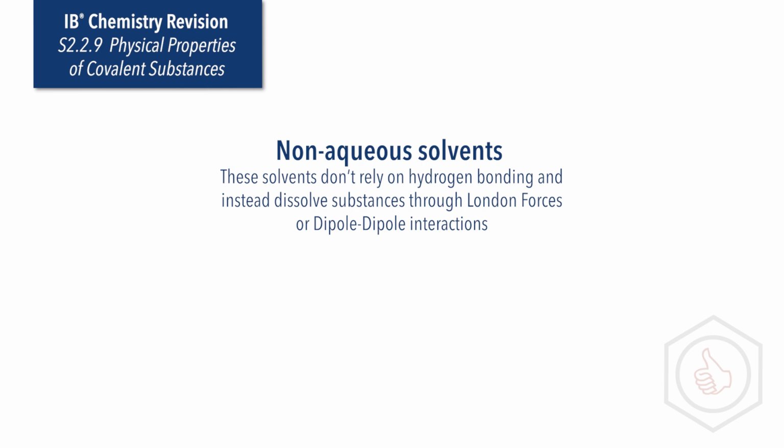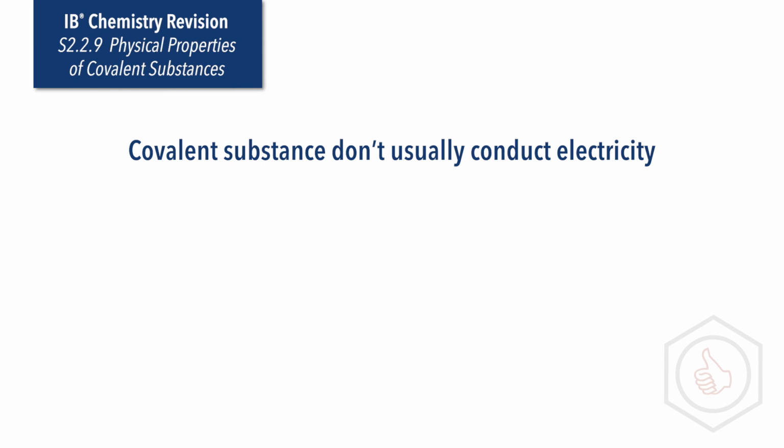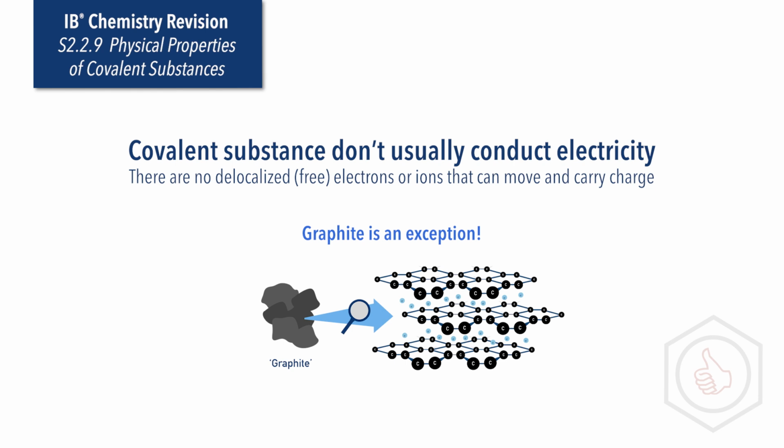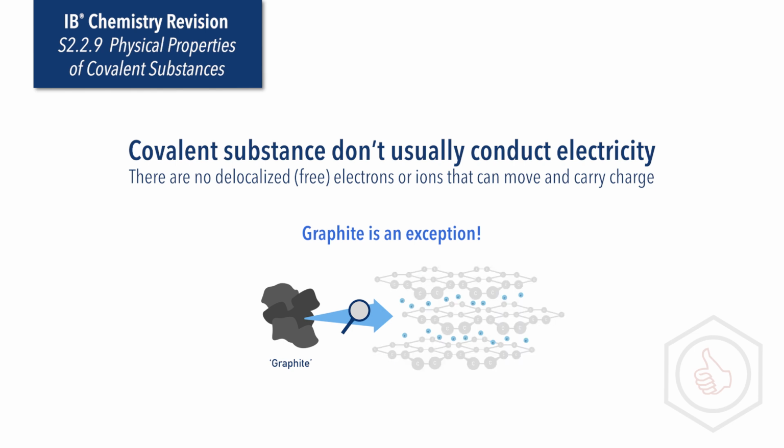Covalent substances typically don't conduct electricity because there are no free electrons or ions that can move and carry charge. Graphite is an exception to this because it contains delocalized electrons between the layers that make graphite a good conductor. Molten acids or solutions of covalent acids can also conduct electricity due to ionization in water, but this is covered in a much later topic.